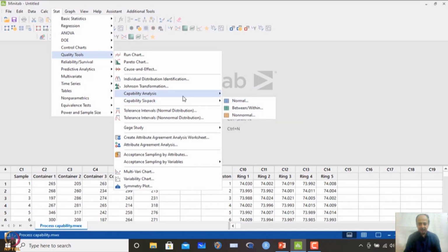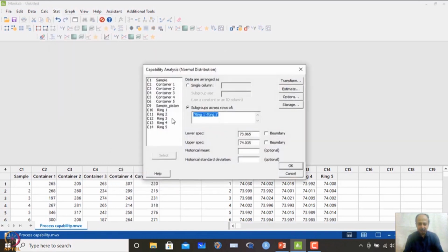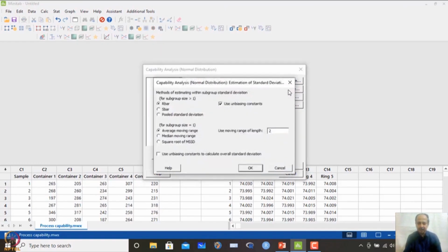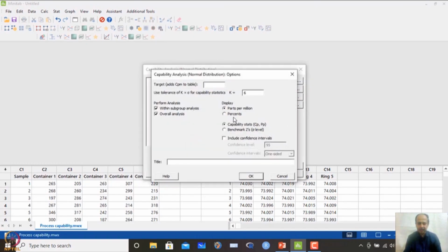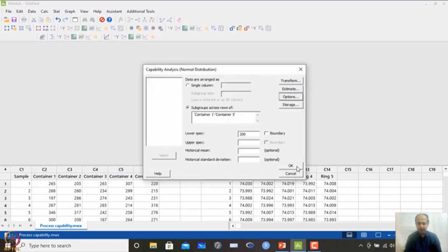Or maybe we have already seen six packs, so I do not want to show it again. So, capability analysis normal over here. In this case, container 1 to container 5, again we are taking this one, and let us set this as 200, which was the specification that is mentioned, and estimation over here remains same, and options over here, target I have not given. So, within and overall we want to see, I click OK and I click OK.